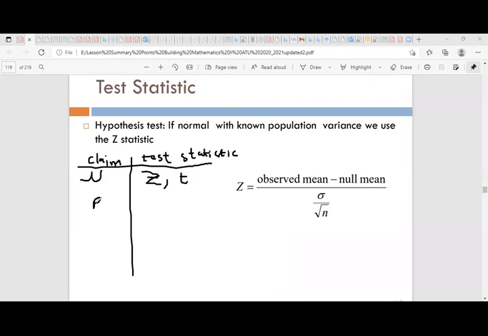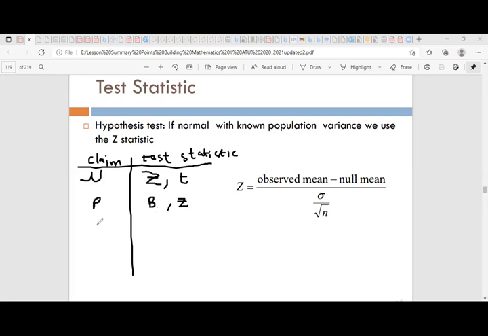Then if the person is also making a claim about proportion, for example, maybe a political party says, I'm going to make 50 plus 1 or 51% of votes in the coming election. That is a claim which you have to test. So you go and select people from various communities to test whether the claim is true or false. We can test the claim of the proportion using either a binomial test, or we can also use the Z test.